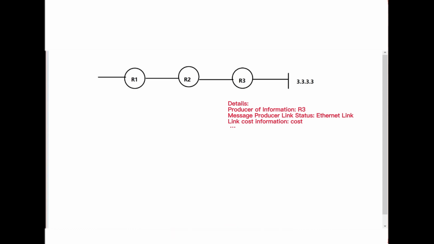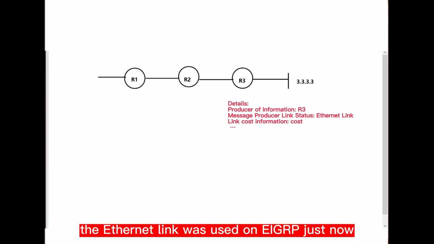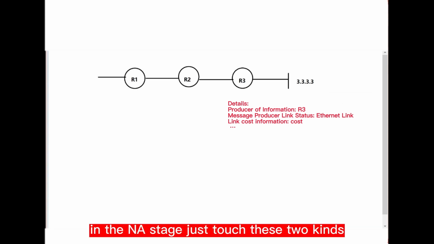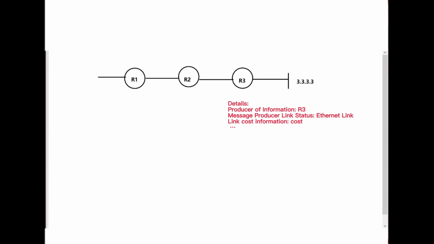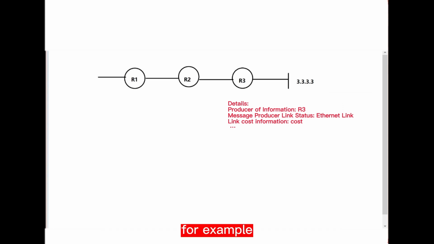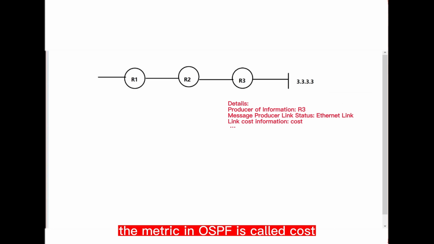Then after that, it will tell other devices about the link state of the information producer. There are actually two types of link states commonly used now. One is an Ethernet link, the other a point-to-point link. The Ethernet link was used in EIGRP just now. There are two other types, which you will learn in the NP stage. In the NA stage, just touch these two kinds. There is also link overhead information. For example, the metric in OSPF is called cost.